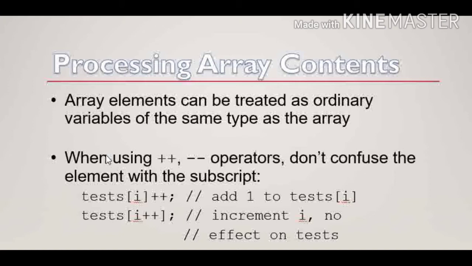And then when using the plus plus and minus minus operator, don't confuse the element with the subscript, but make it like this. So it means to add 1 to test[i], but don't make it like this. If you put it like this, it increments i, which means no effect on the test array, which means it's not going to add 1 to the test array.